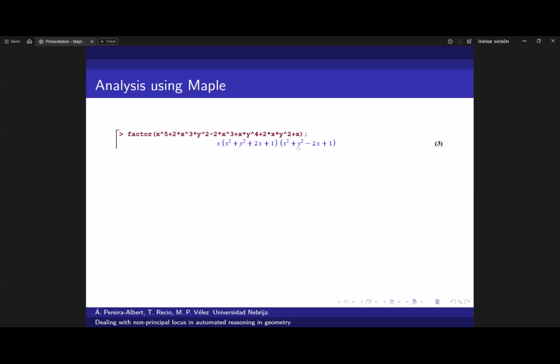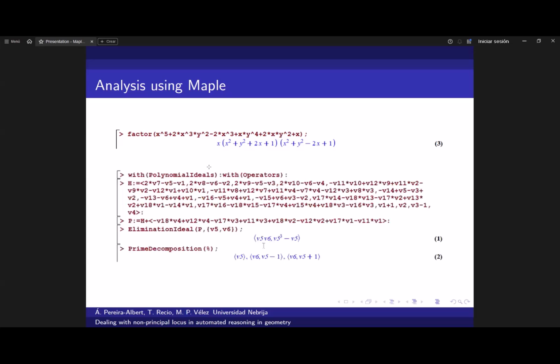And if we wanted to investigate even further, we could mirror the computations that GeoGebra does internally with Maple. So using the polynomial ideals package and the operators package, we could introduce this whole set of polynomial equations. This is the polynomial ideal representing our construction, and in this ideal, v1, v2 are the coordinates of A, v3 and v4 are the coordinates of B, and v5 and v6 are the coordinates of C.